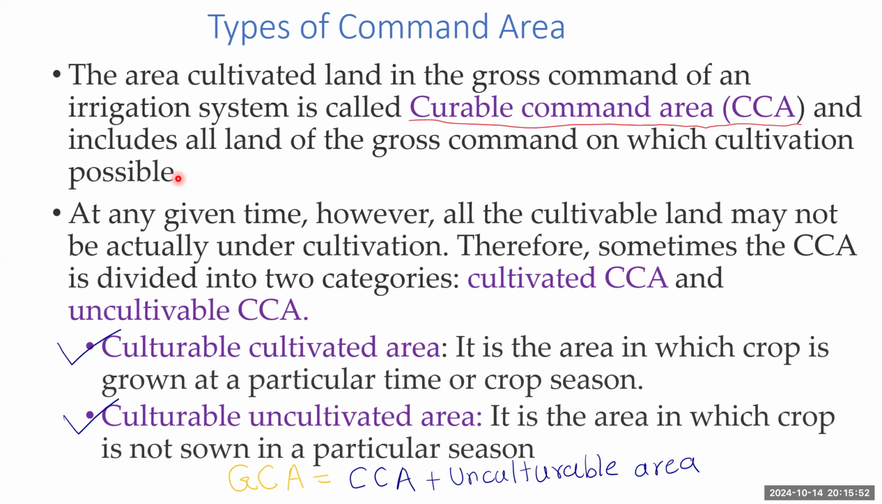Now this culturable command area is divided into two categories. One is cultivated CCA, cultivated culturable command area, and the other is uncultivated CCA, uncultivated culturable command area. Now what is cultivated area? It is the area in which the crop is grown at a particular time or crop season.